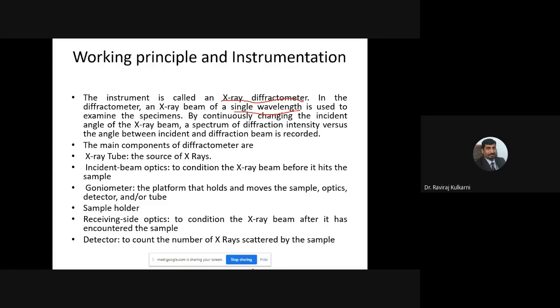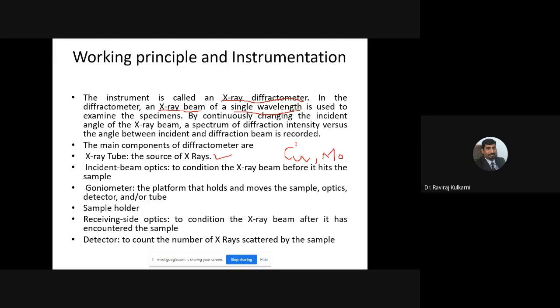To get a single wavelength, what do we have to do? First, we need an X-ray beam. The main components of the diffractometer are the X-ray tube, the source of X-rays. You require a cathode which emits X-rays. Usually we use copper as the cathode. We can also use tungsten or molybdenum, so we get different wavelengths.